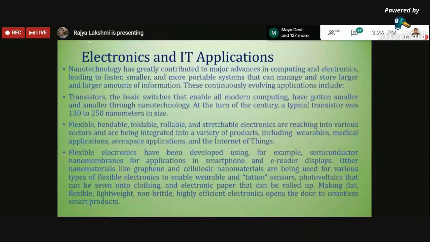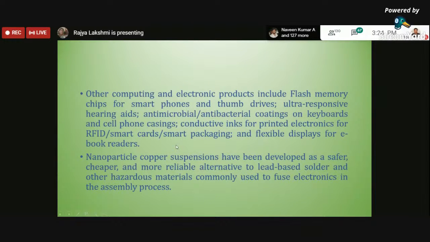So all this flexibility and all this comfort is just because of nano, the term called nano in technology, because of the changes in matter particles, especially at the nano scale. We are able to enjoy the flexibility even in physical shape. So even many computing or electronic products: flash memory chips, smartphones, thumb drives.